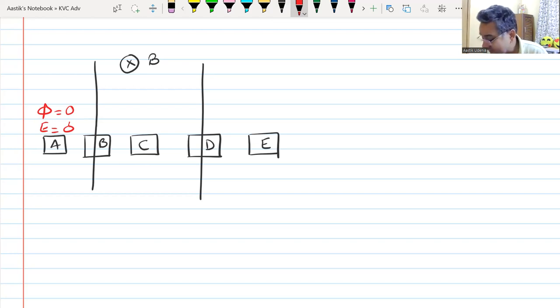Let us now move on to the second case, case number B. We ask ourselves the first question: is there a flux linked with the coil? Yes. The coil is moving inside. Inside there is a magnetic field. The coil also has an area. So there is a flux linked with the coil.